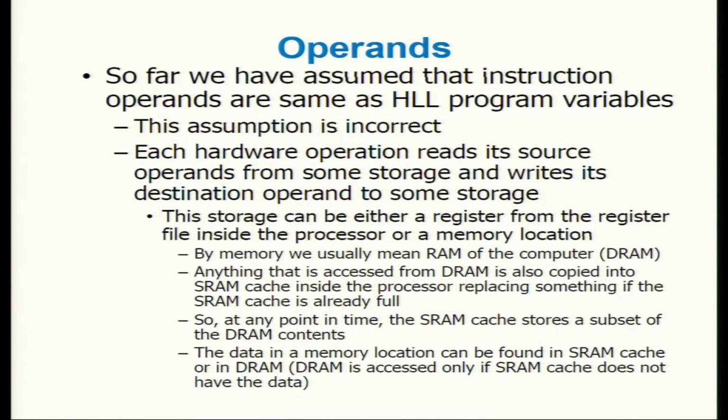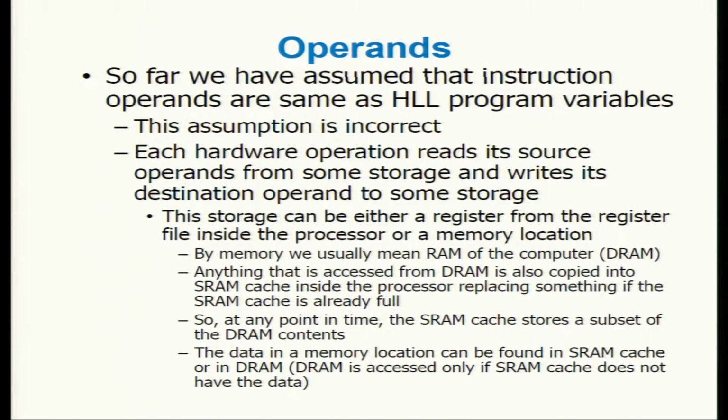And anything that is accessed from DRAM is also copied into the SRAM cache inside the processor. Why? Because you may require it in the future, so that's why you copy it into the cache. And if the SRAM cache is already full, then you may have to replace something from the cache. So at any point in time, the SRAM cache stores a subset of the DRAM contents. That's very important. And what subset it stores will be determined by the replacement policy of the cache. That is what you replace to accommodate a new item.